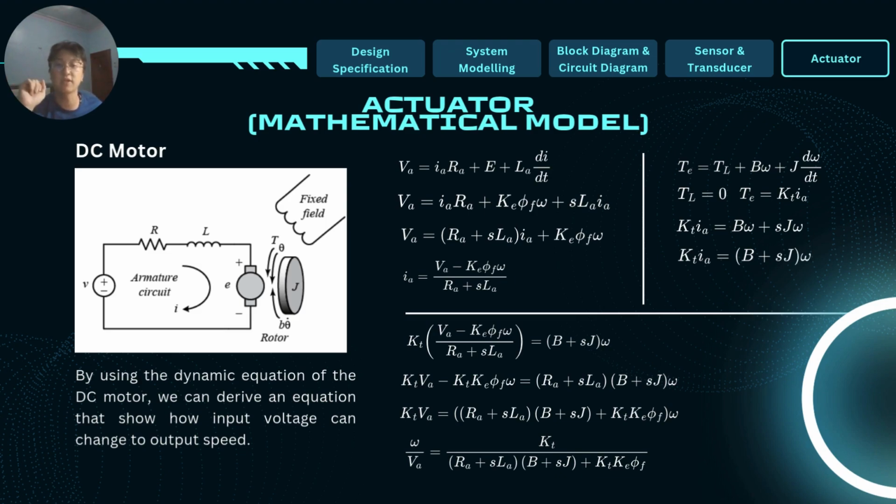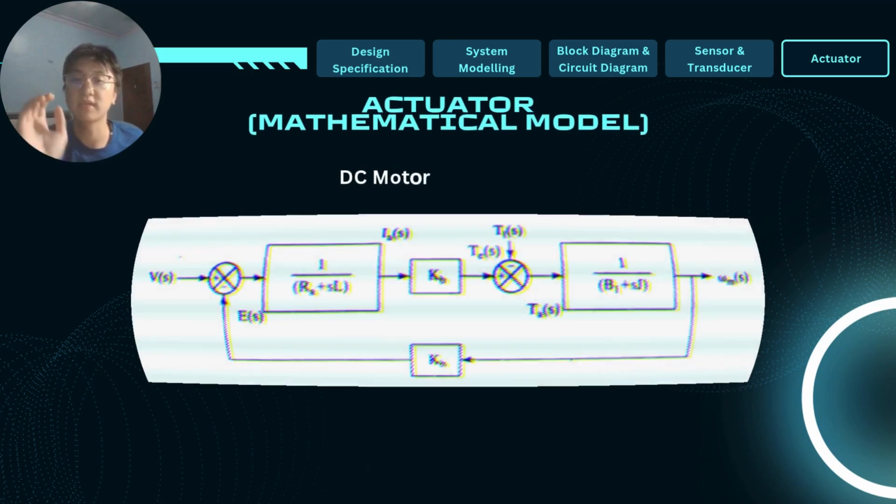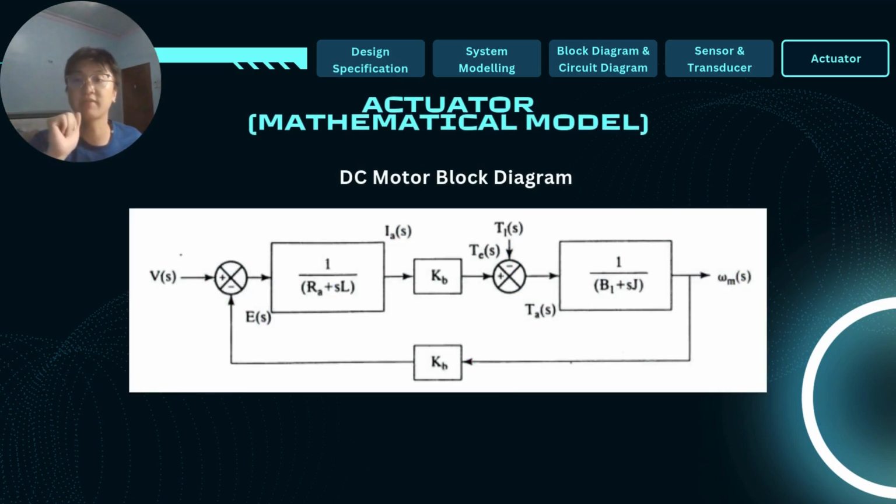So now let's turn to the equation part. The final equation, output speed over input Va, combines the equation from the electrical part and also the mechanical part. The final equation we get is Kt over (La plus sLa) times (B plus sJ) plus Kt Ke plus F. This DC motor block diagram comes from the dynamic equation that we stated just now, from the electrical part and also the mechanical part. So we can see all of the elements go into the block diagram for us to easily understand.